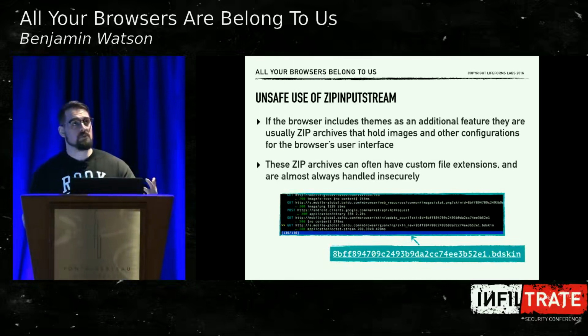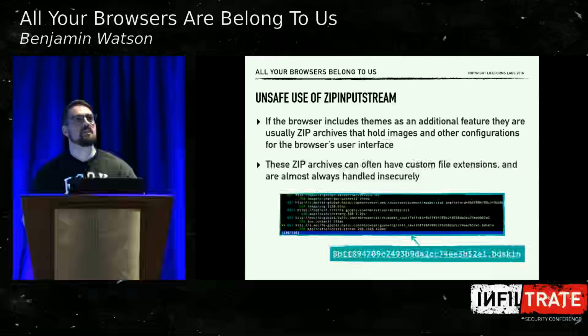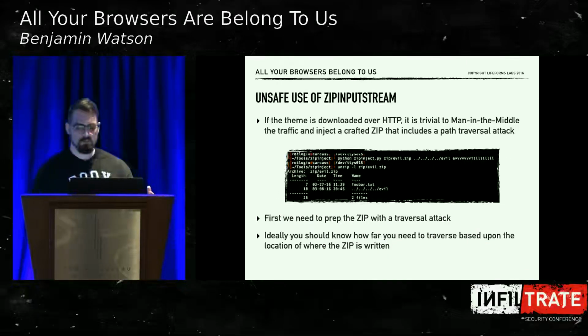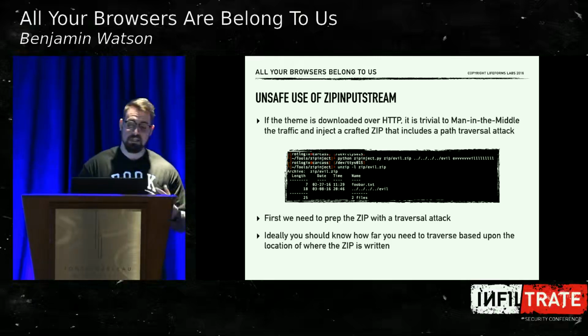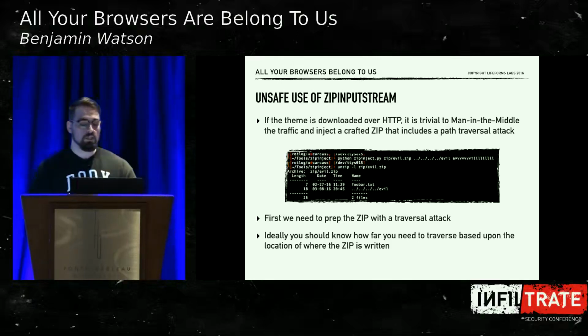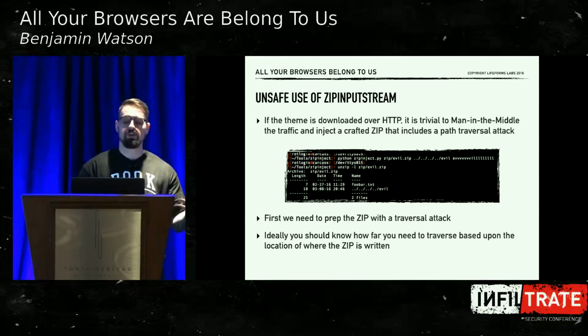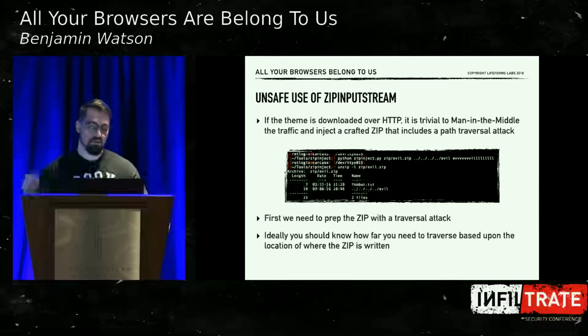Anytime zip archives, for the most part, that I've observed that are used inside of Android browsers are always handled insecurely. Either they're downloaded over HTTP, they're written to the SD card, they're extracted from the SD card, and they're not validated for integrity whatsoever. So this has also been kind of beaten to death, but it's a great vulnerability class for Android browsers as well. It's very trivial to man in the middle the download of a particular theme over HTTP and then basically inject your own malicious zip file in the response content.